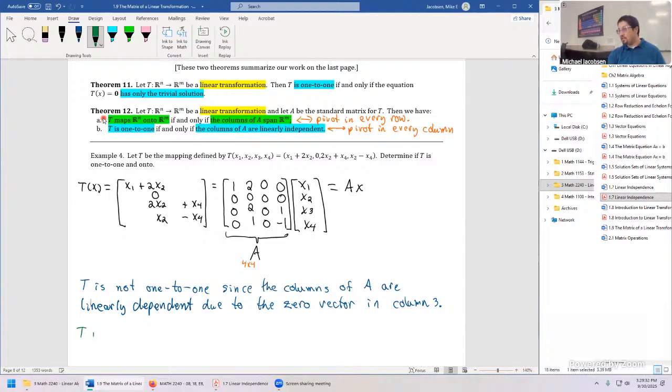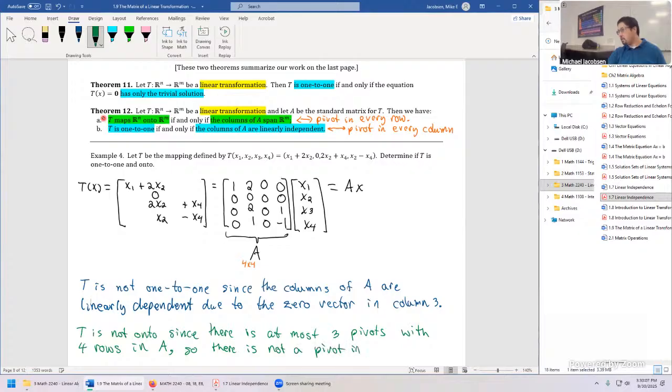So we'll say next, T is not onto since there is, without any row reduction, probably 3 pivots, but we could say at most 3 pivots with 4 rows in A. So there is not a pivot in every row. And I wrote this argument slightly different.